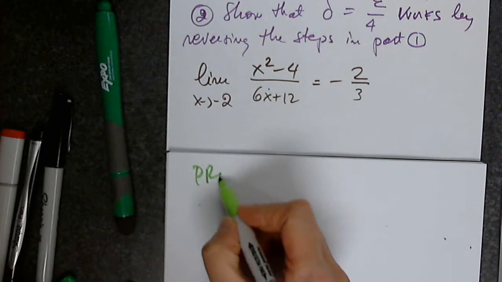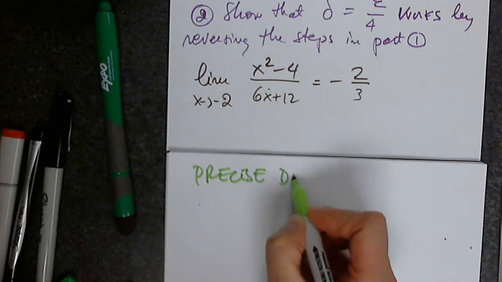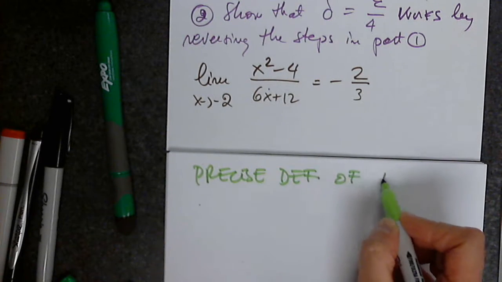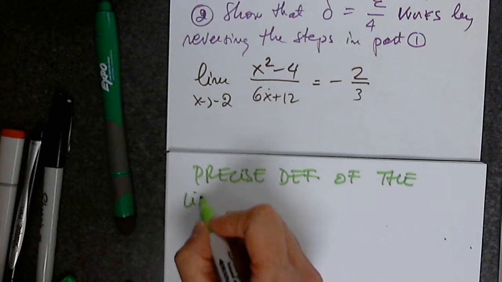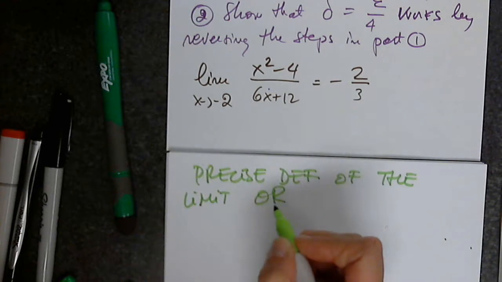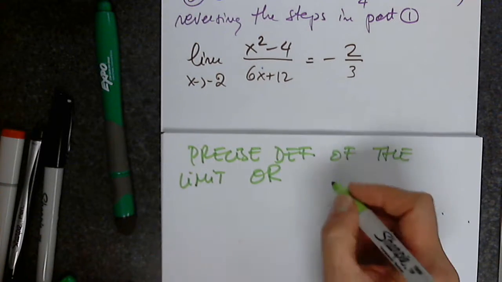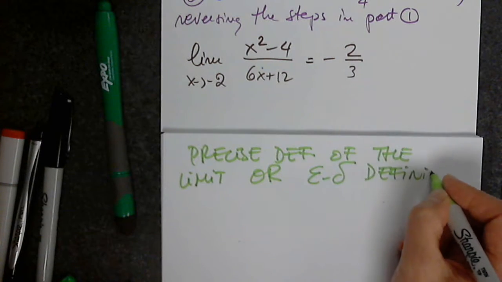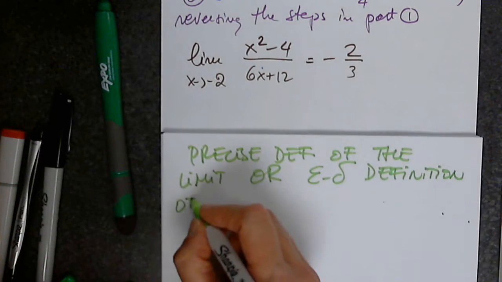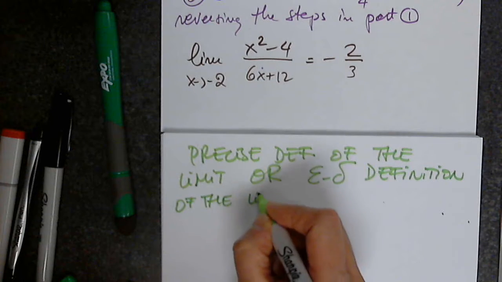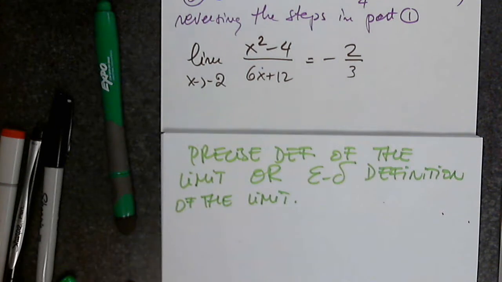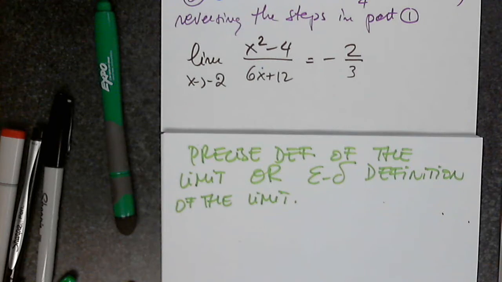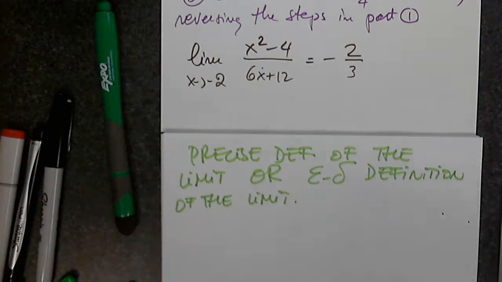So, the precise definition of the limit, also known as the Epsilon-Delta definition of the limit. Both names are used, either Epsilon-Delta or the precise.